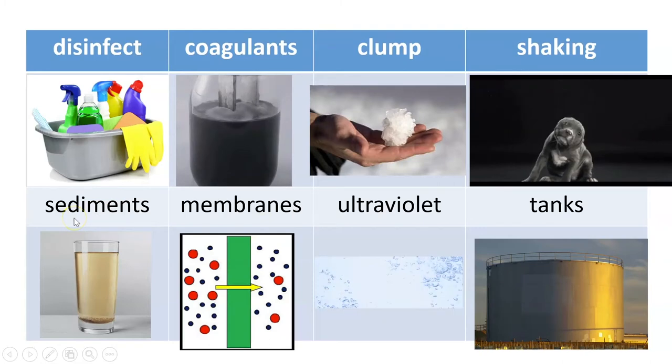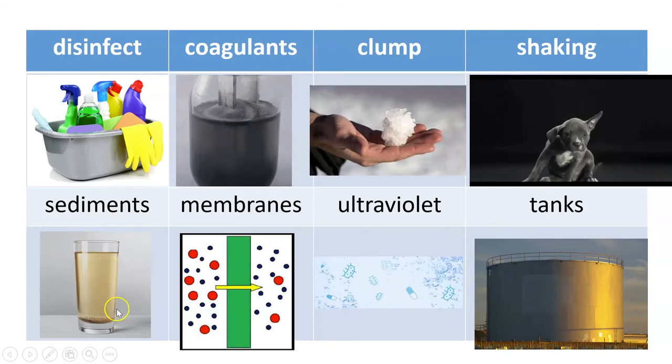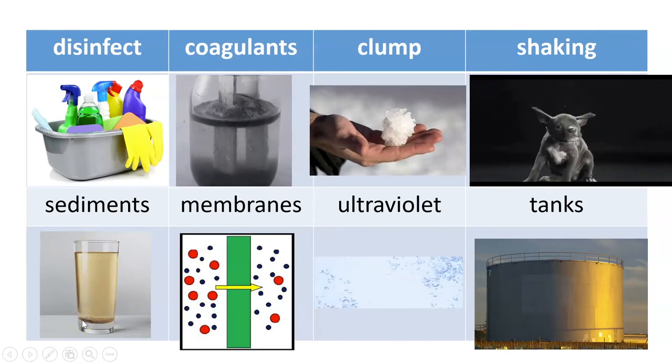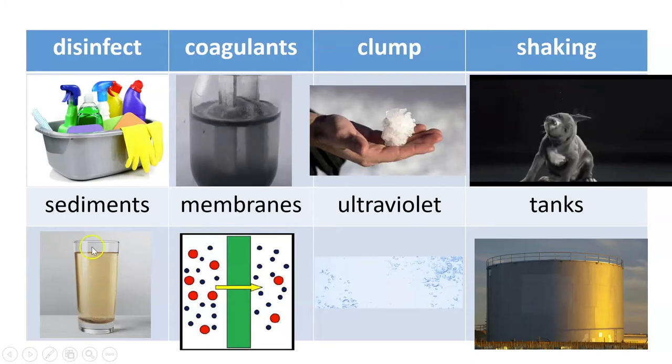Next we have sediments. And with this glass of water, if it is water, it's not very clean, because there are sediments at the bottom and the water does not look clear. Hopefully, when you poured a glass of water from your faucet, it did not look like this. So the sediments generally fall to the bottom because they're heavier and larger.